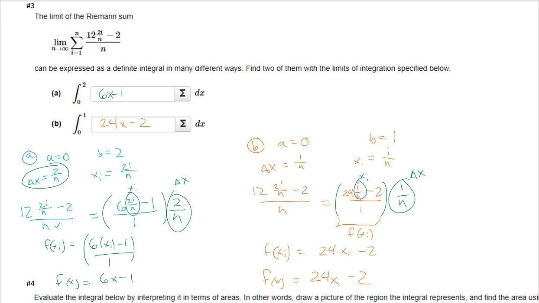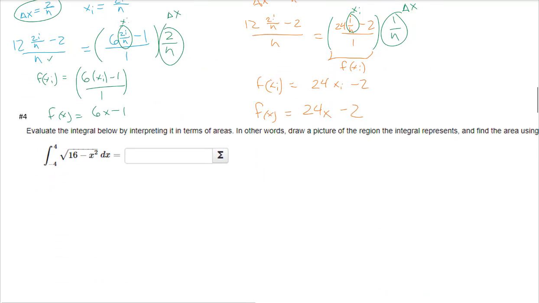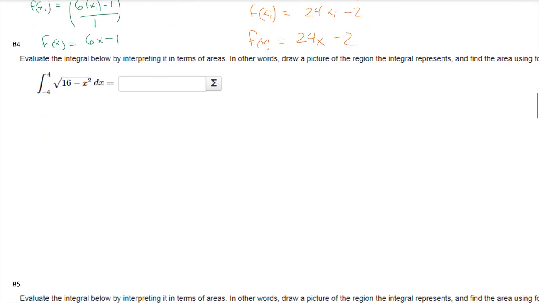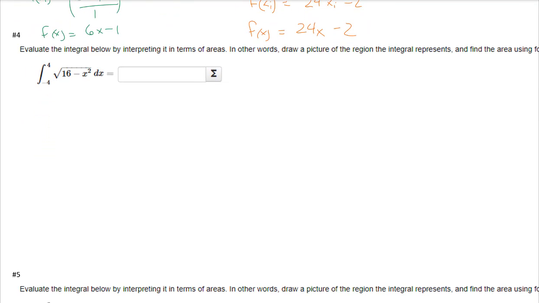Okay, let's go ahead and move on to number 4. Things get easier. Evaluate the integral below by interpreting it in terms of areas. Draw a picture of the region. So let's say that our function right here is the square root of 16 minus x squared. And so let's plug in some values here. I see that x has to be in between negative 4 and positive 4. And if I do a table of values, let's do a negative 4 and a 0 and a positive 4, and if I plug in a negative 4 and a positive 4, I get zeros, and if I plug in a 0, I get a 16.